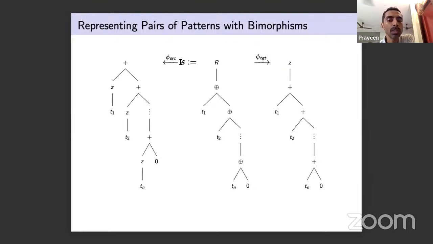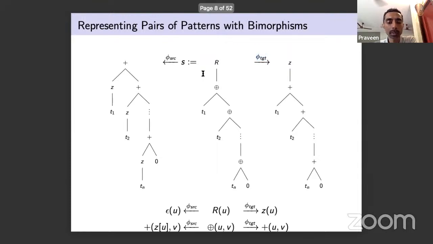Suppose you have the seed tree S like this. You have a root at the top, and then you have O plus with two children T1, and then another O plus with another two children, and so on up to Tn. And you can apply a tree homomorphism, which I have depicted here as phi source, and you will get the left-hand source pattern. You apply another tree homomorphism, phi target, to the same seed tree, and you'll get the target pattern.